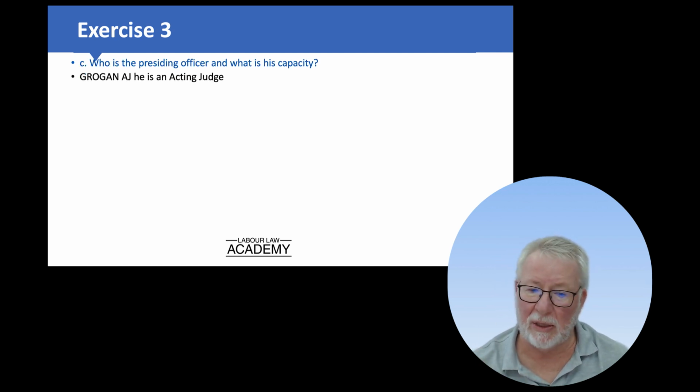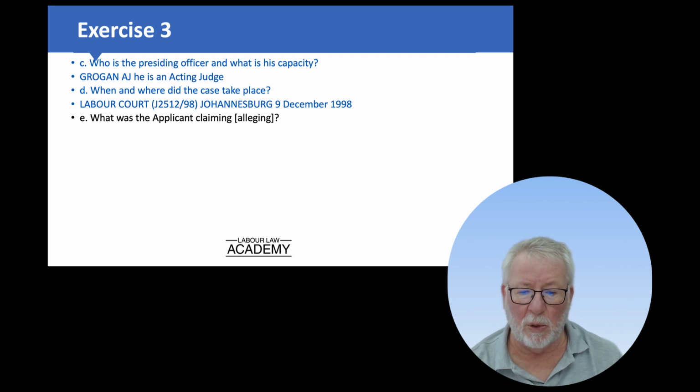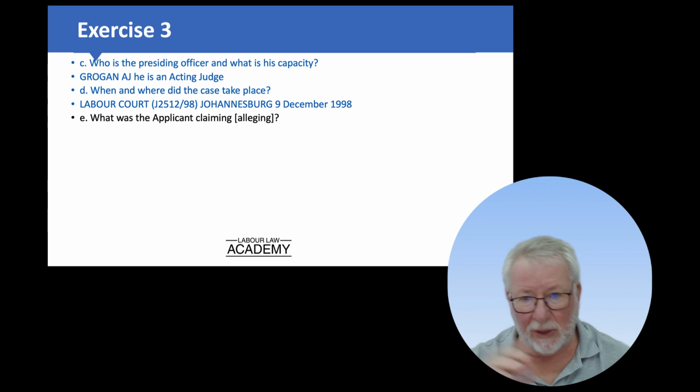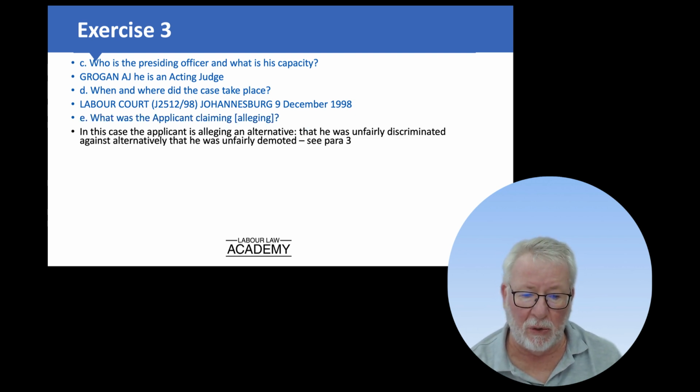He's an acting judge. Where did the case take place? Labour Court, Johannesburg, December 1998. What was the applicant claiming? Now we get to a little bit more difficult. All right. So you've read the case. Now I'm going to direct you to what he's claiming, and we're directing you there to paragraph 3.